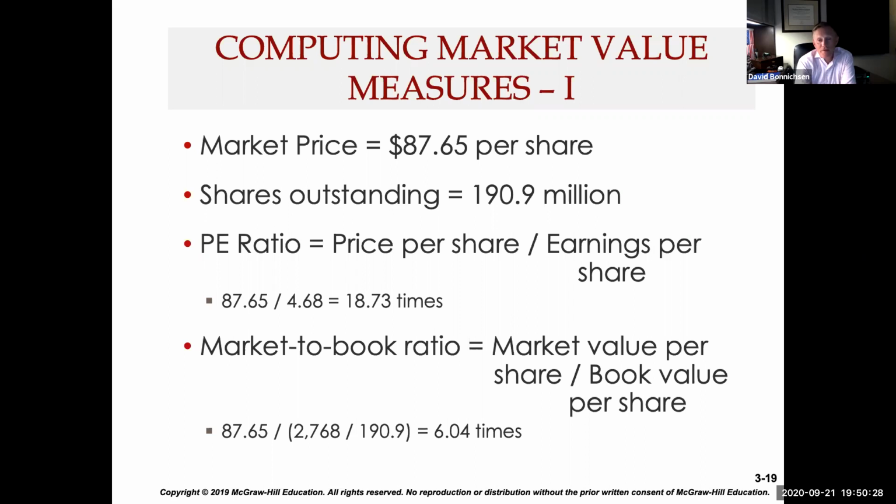The company just made $4.68 per share, period. Earnings per share, net income divided by shares outstanding. They made $4.68. But you're willing to pay $87.65 for one share of that company. What are you buying?